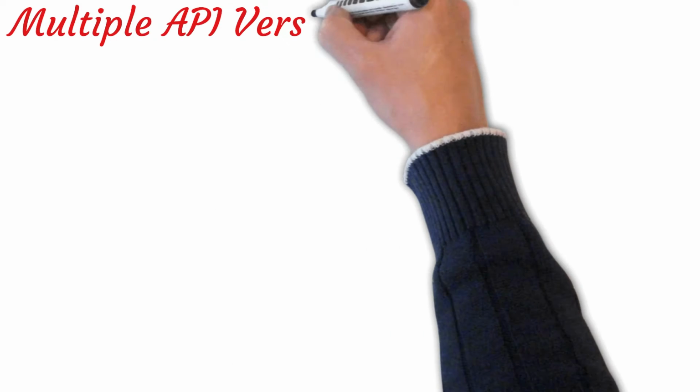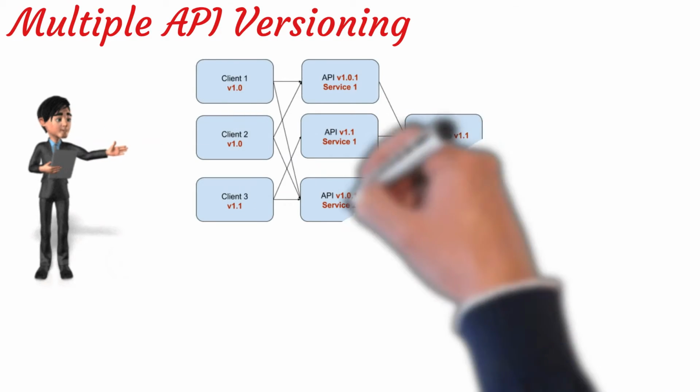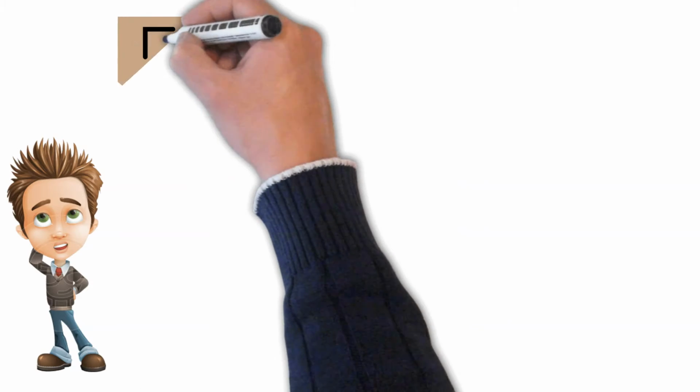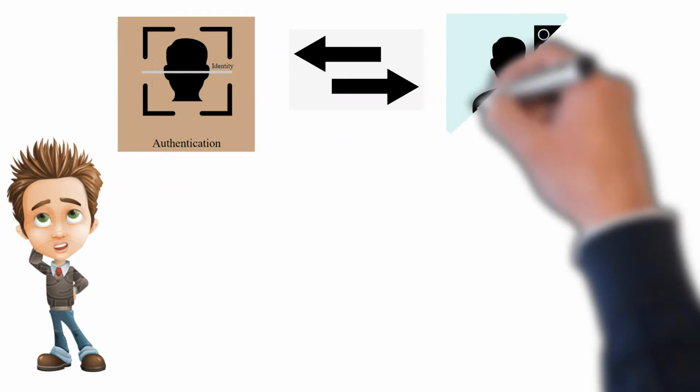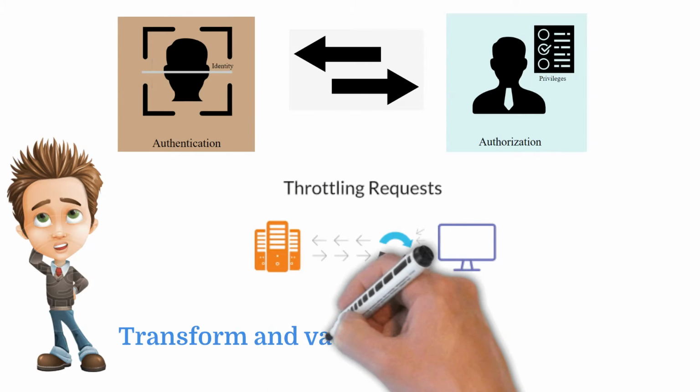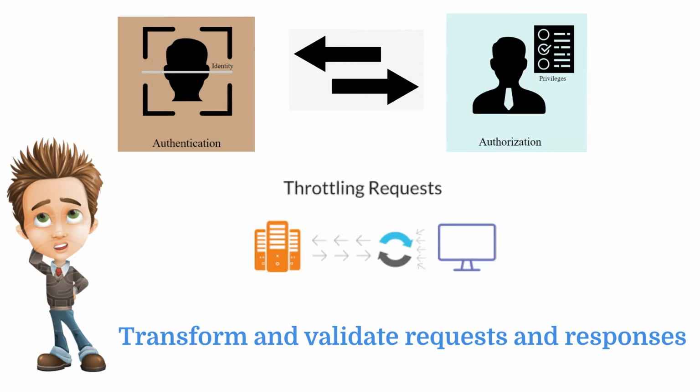It supports multiple API versioning like v1, v2, and handles different environments like dev, test, prod. It handles security authentication and authorization and handles request throttling. It can transform and validate requests and responses.